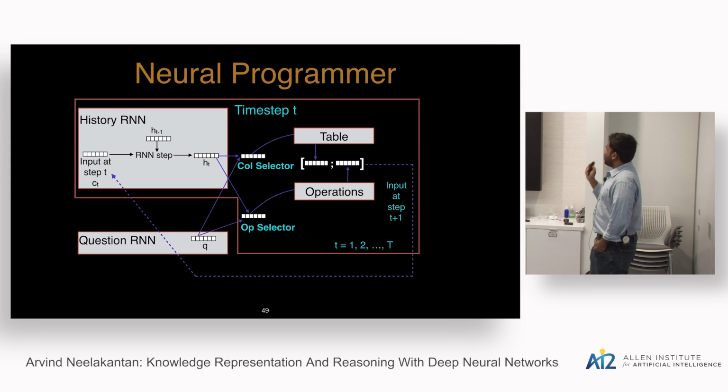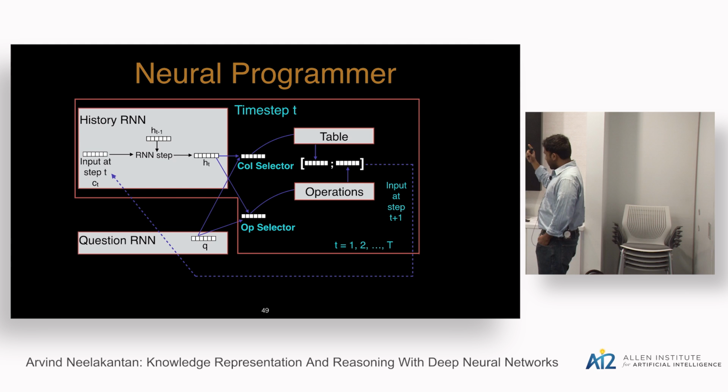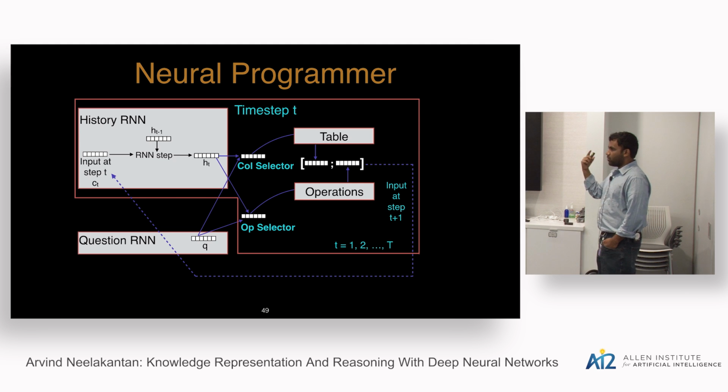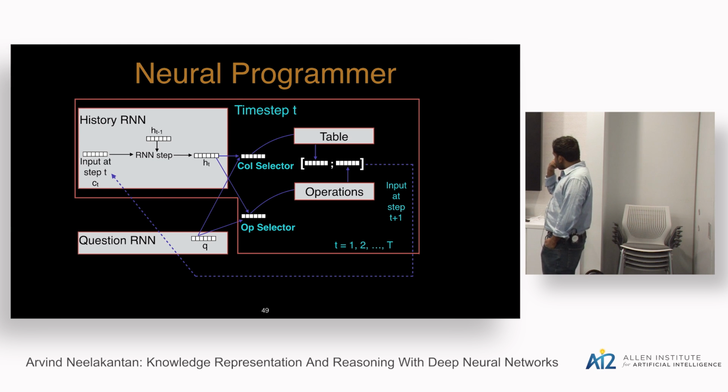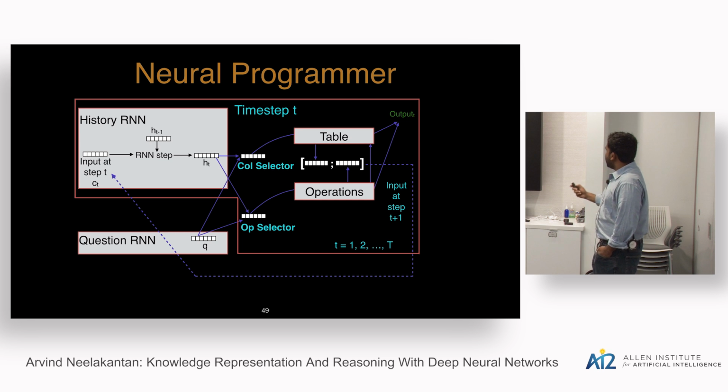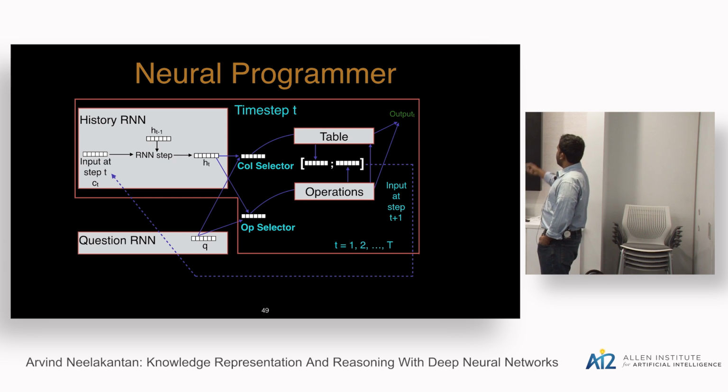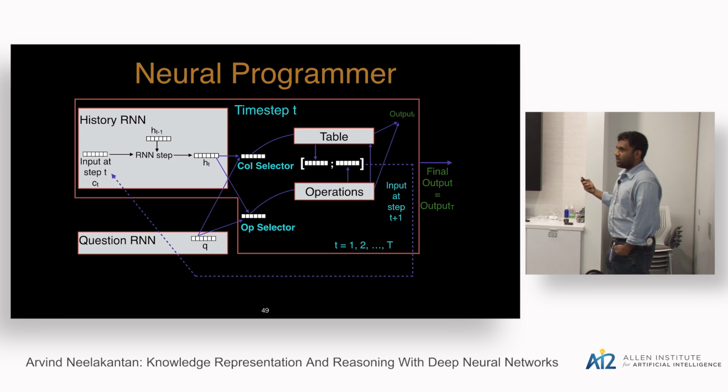So the history RNN keeps track of the program it has built up so far. That is done by passing the function and the column that the model has picked at the current time step. And then this is the story I've already told. You run the function on the input argument, you get an output. And the final output of the model is the output at the last time step.